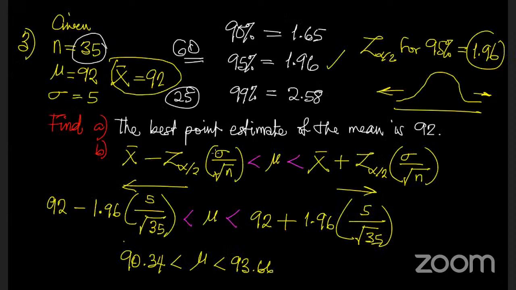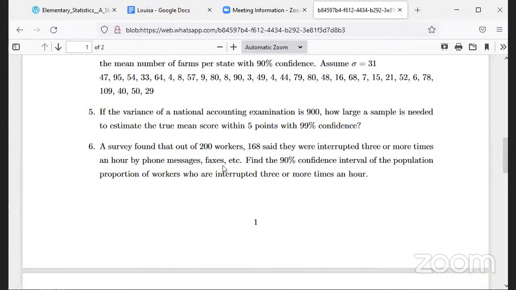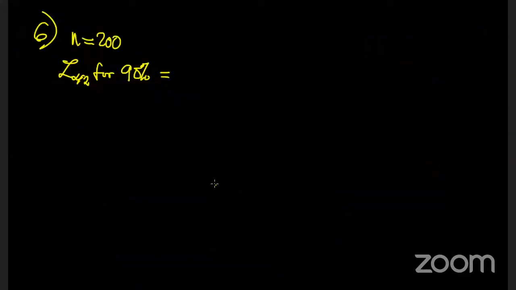So we have n, and what should be our z? For 90%, what should z be? 90% is 1.65. So this is 1.65.